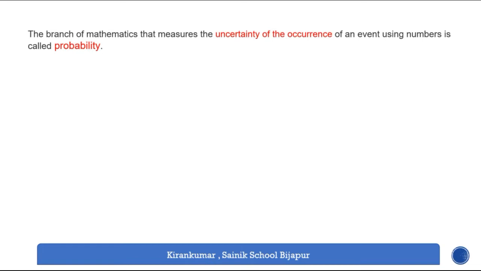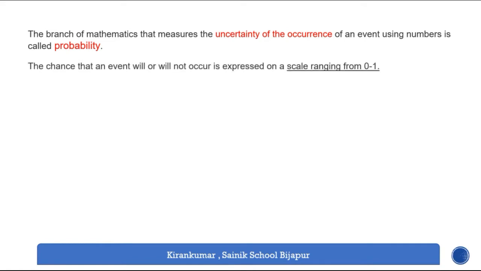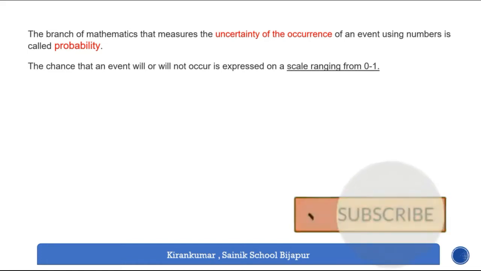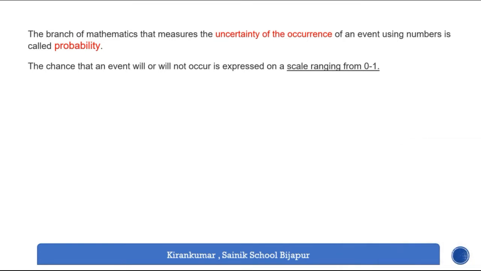The chance that an event will or will not occur is expressed on a scale ranging from 0 to 1. It can also be represented as a percentage, where 0% denotes an impossible event and 100% implies a certain event.